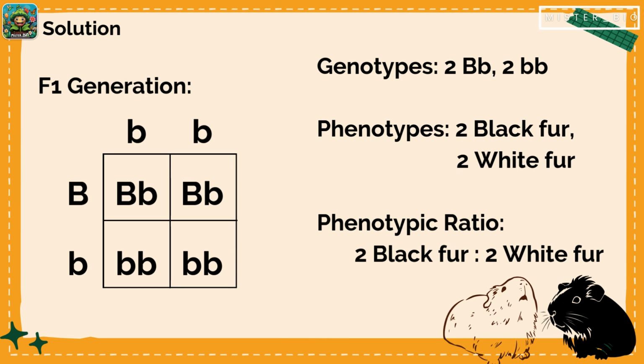Next, we create the Punnett square to determine the possible genotypes of the offspring. We'll put the gametes of the first parent, the heterozygous Bb, along the side and the gametes of the second parent across the top. Based on our test cross, we will have two heterozygous dominant Bb and two homozygous recessive bb.